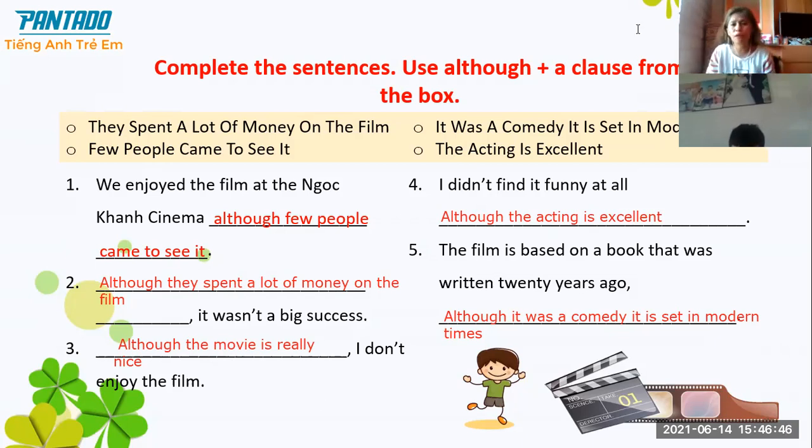Number 4, look at number 4. I didn't find it funny at all, although the acting is excellent. Yes, very good, great job. The film is based on a book that was written 20 years ago. Although it was a comedy, it is set in modern times. Very good. Do you understand this? Yes, very easy.